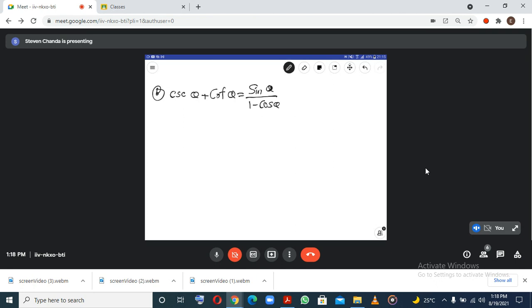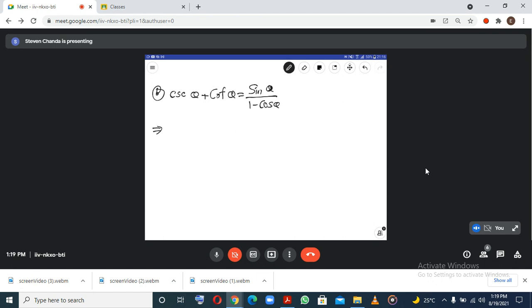Something that I would like to talk about here again is that the more you practice, the more you know how to go about these things. Now you will realize that for this particular question, it would be way easier for me to start from the right. I could start from the left, but when you look at what you have on the left, you have cosec theta plus cot theta.